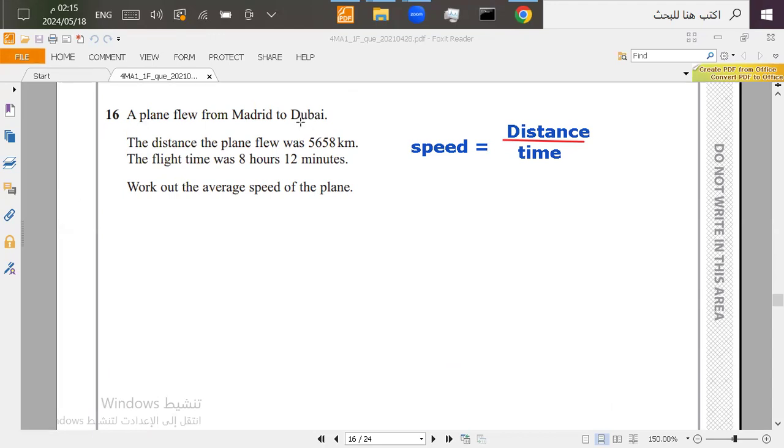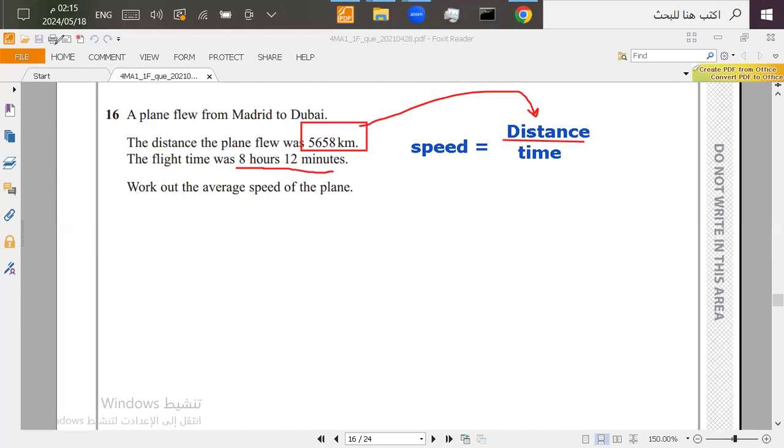So here we have 5,658 kilometers. So I'm not going to change it. Just use it as it is. Take it and put it here as it is. Now, the time, we have a problem here. It means we have to turn all of the time into hours. I already have the 8 hours, so I'm going to use the 8 as a whole number. Now, the minutes, which is 12 here, I'm going to turn it into hours.